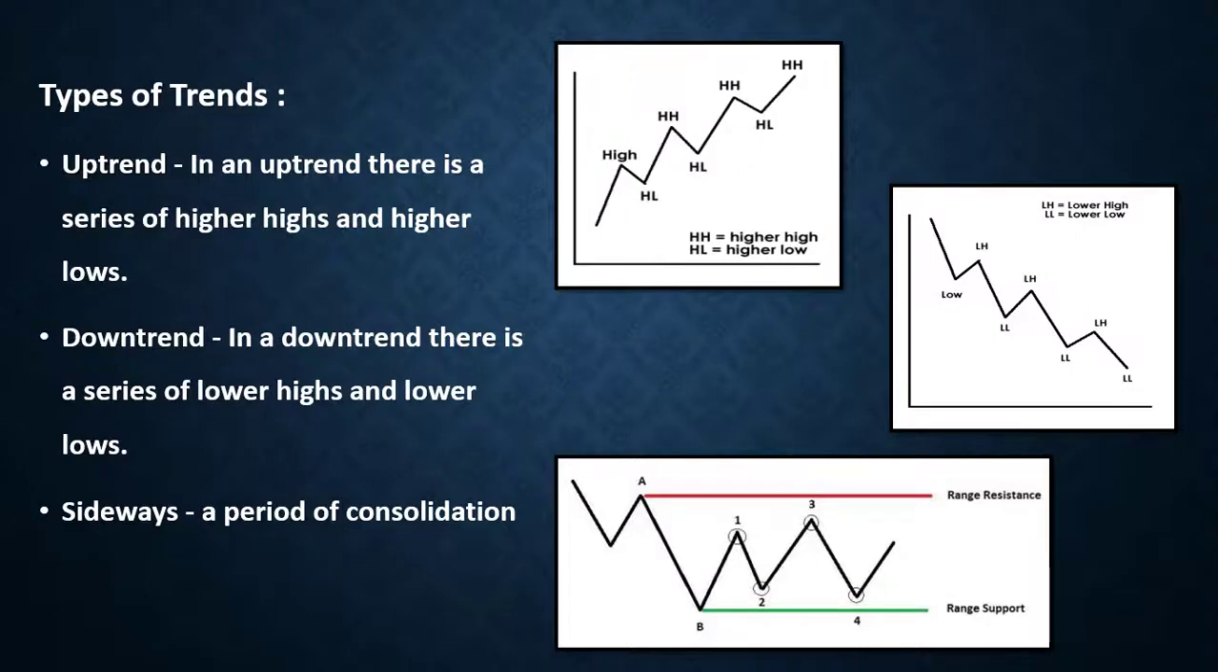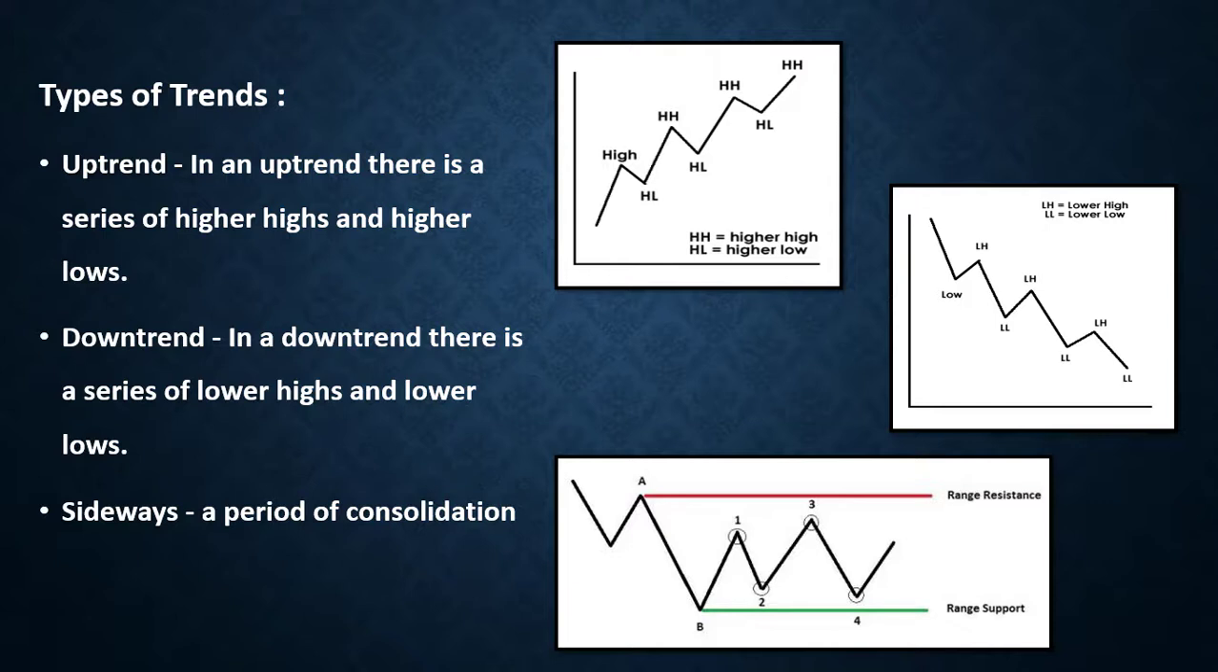First topic is types of trends. So there are basically three types of trends: uptrend, downtrend and sideways trend. In an uptrend, there is a series of higher highs and higher lows. In a downtrend, there is a series of lower highs and lower lows.